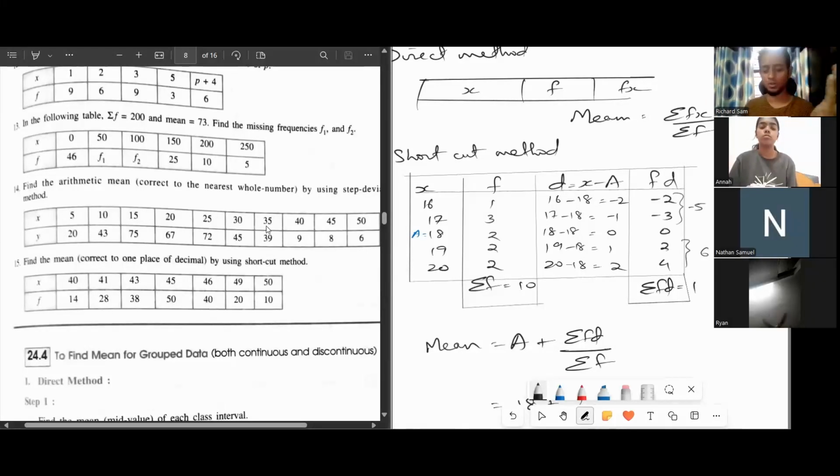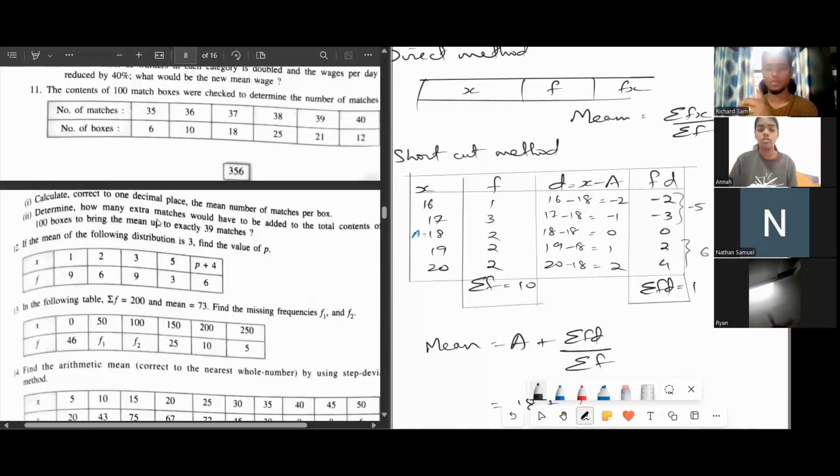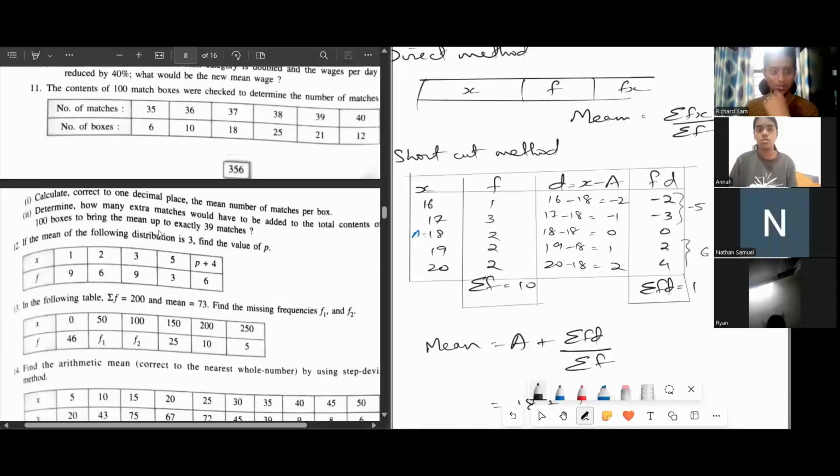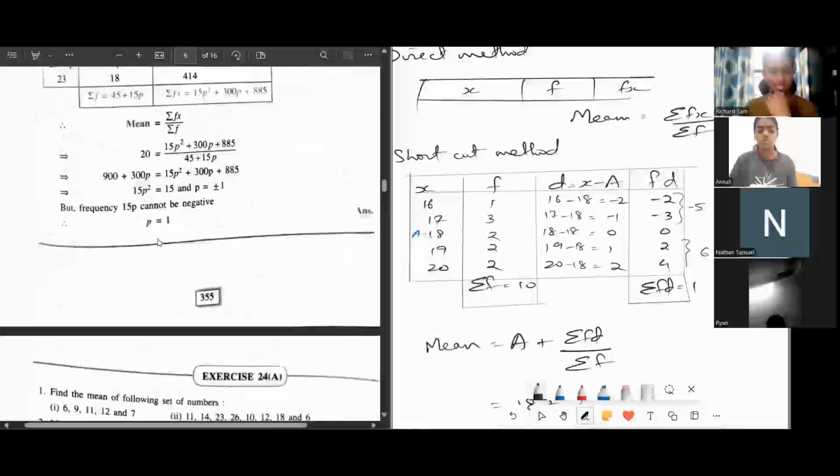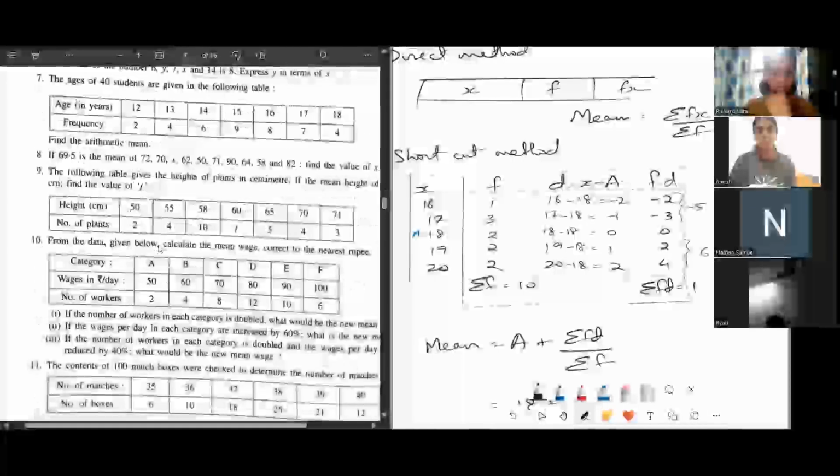So for this, you have to do one of the methods, either shortcut or the next method. But they will also tell you in the question what method to use. If they don't tell, then you can choose. If they tell you, then you do whatever they tell you to do. Okay, I'll give you one question to solve using the shortcut method.